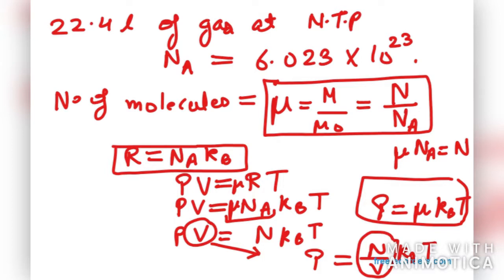So this can be written. Now, the next thing is that if we take a mass density, let us consider that we have a mass density of rho.